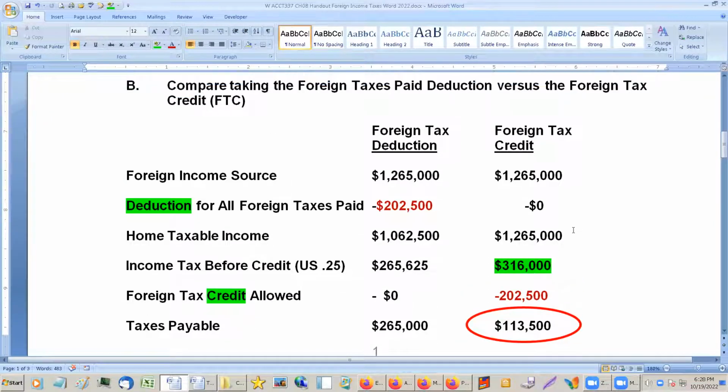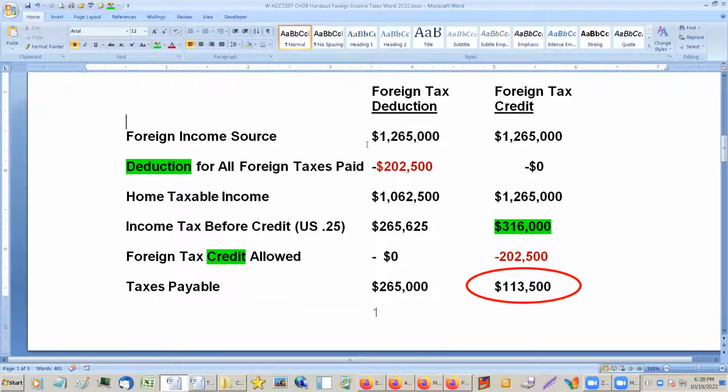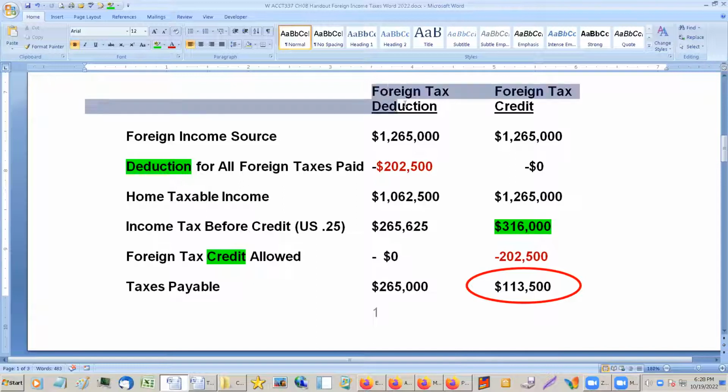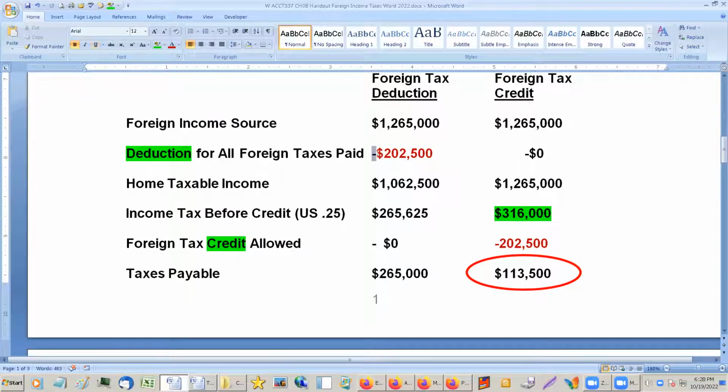Now, an obvious question is, well, why do we even have these deductions if nobody's going to take them? The actual foreign tax deductions are a little bit trickier than here. This is somewhat of an easier case. They can include all types of taxes rather than just income taxes.